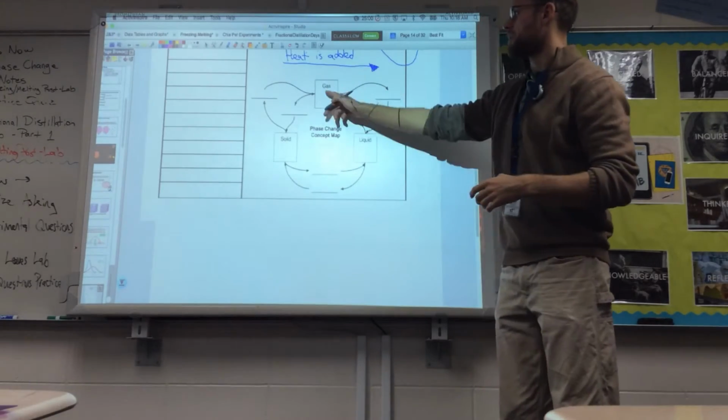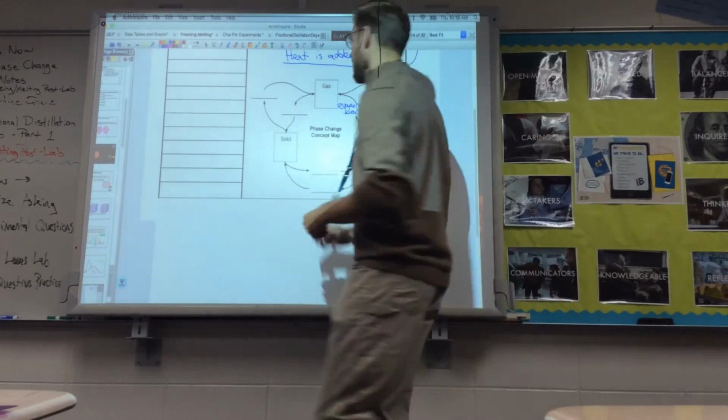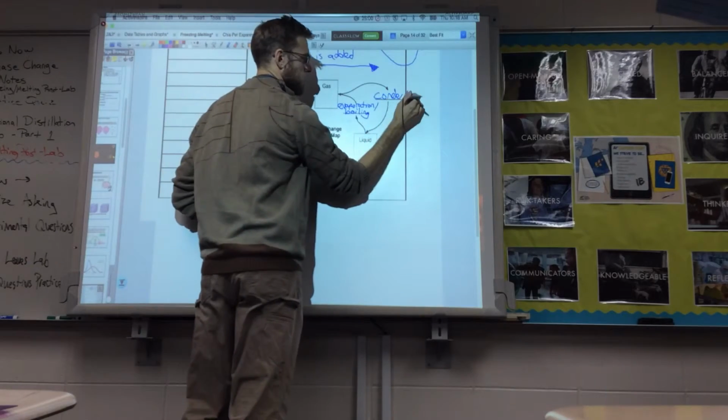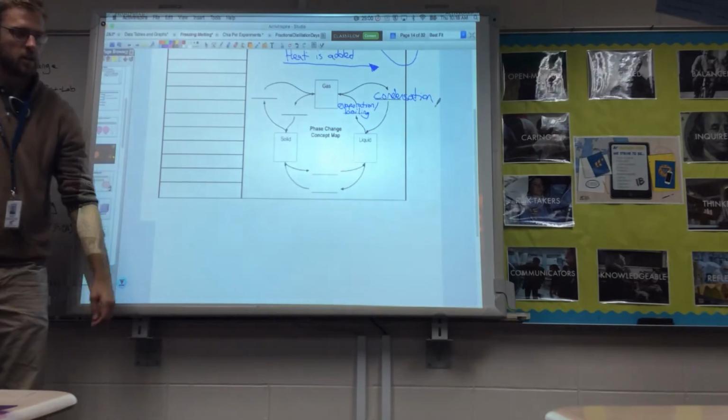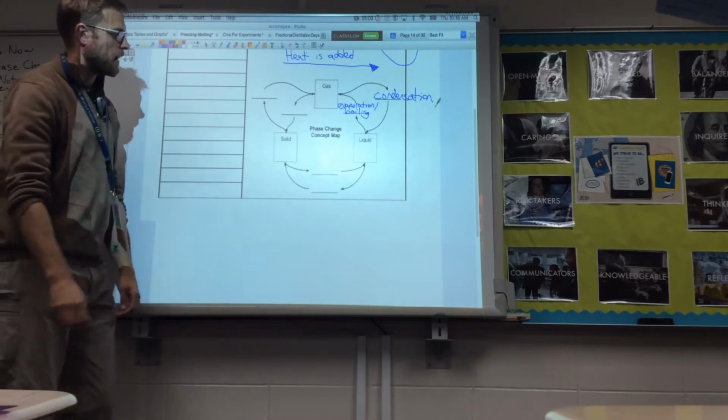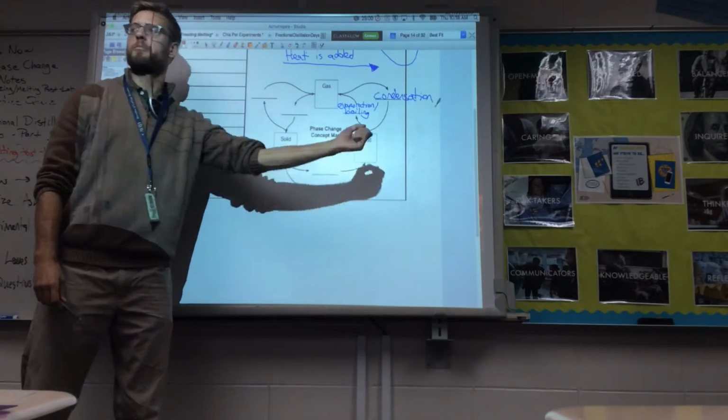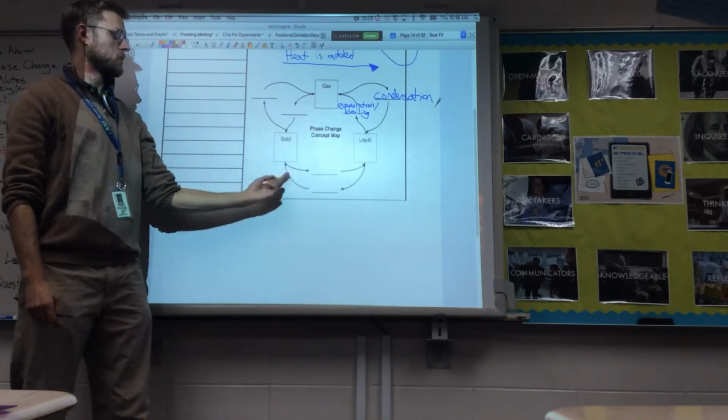Okay, let's go the opposite way. When you take a gas and you turn it back into a liquid, what do we call that? Yeah, this is all a review from 8th grade. I have found that the 8th grade teachers do a fantastic job of teaching this, but I want to go over it one more time. What if we go from a liquid and we cool it down enough that it turns into a solid? What do we call that?